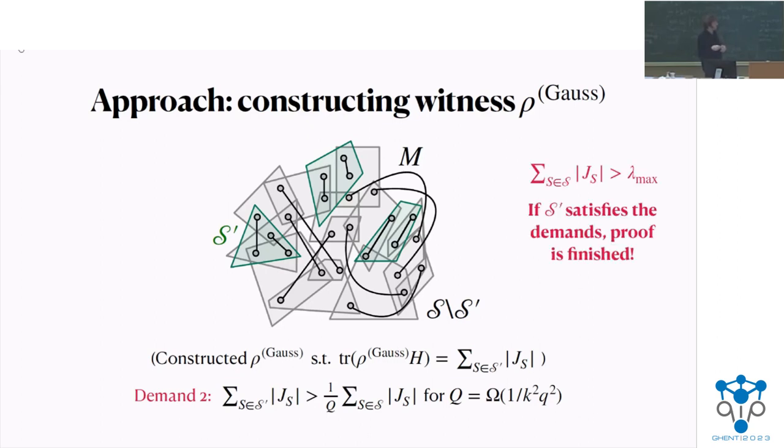And this solves our problem because the sum over all the absolute values of j's is bigger than any maximal eigenvalue you can possibly imagine. This is just a very generous upper bound. If S prime satisfies this demand, then our proof is finished because you can write another inequality, and that's exactly what we tried to prove. If Q is 1 over K squared Q squared, we are done, we have a finite approximation ratio. In the remaining 1 minute, I'm going to quickly skim through why it's possible, but this is your takeaway message. If the Hamiltonian is sparse, then it is possible.